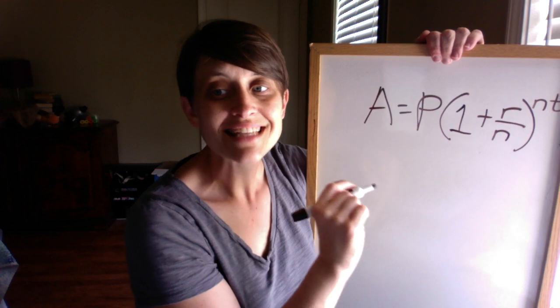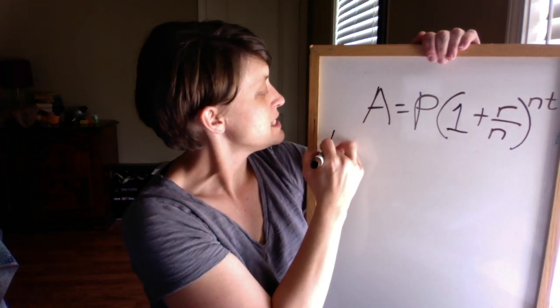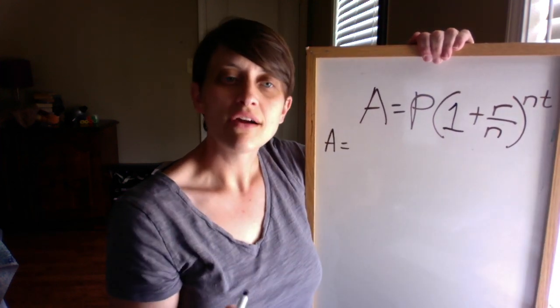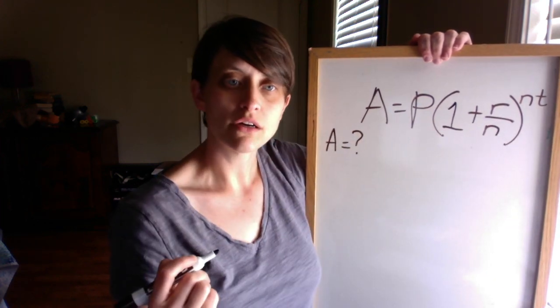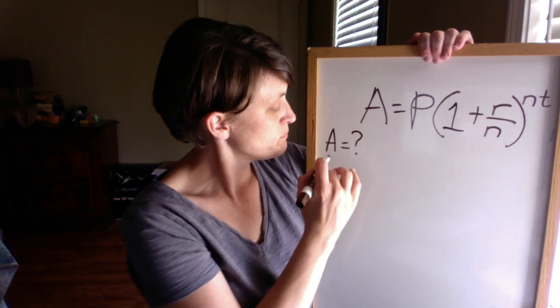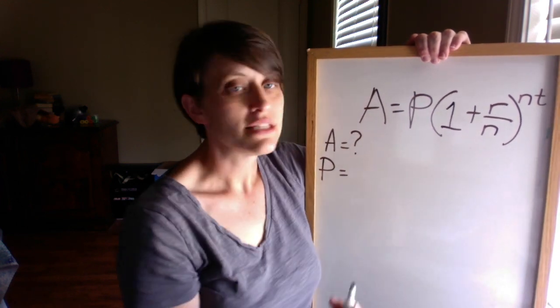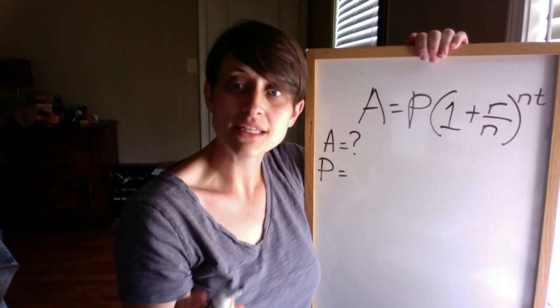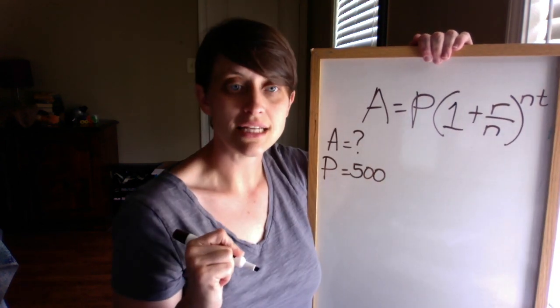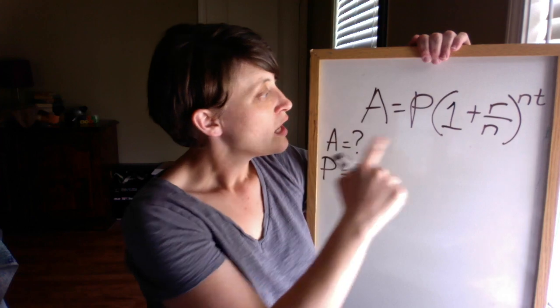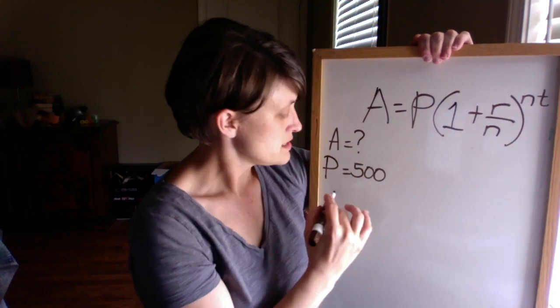First of all, we're being asked how much will be in this account in 18 years. That would be our account balance. So that's the thing we're looking for. Let's call that question mark. We don't know, that's what we're trying to find. P is our principal. That's our initial investment. We see here that initially $500 was deposited in the account. This is just the number 1, leave it.